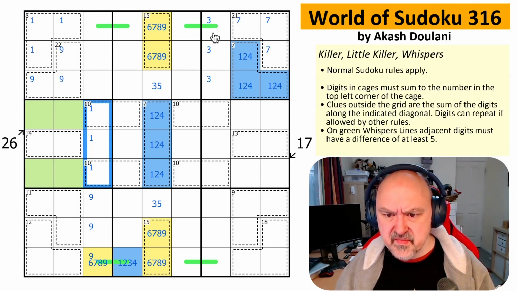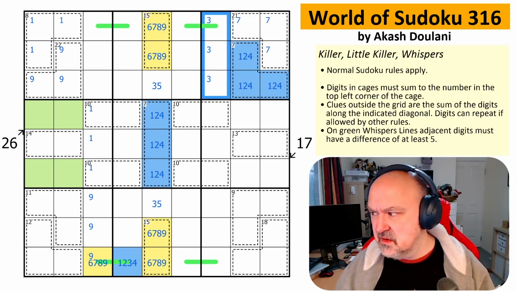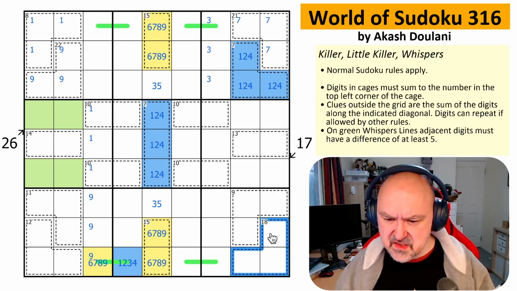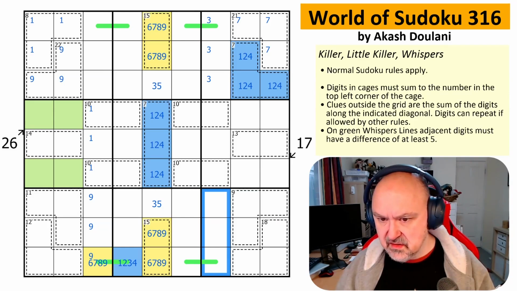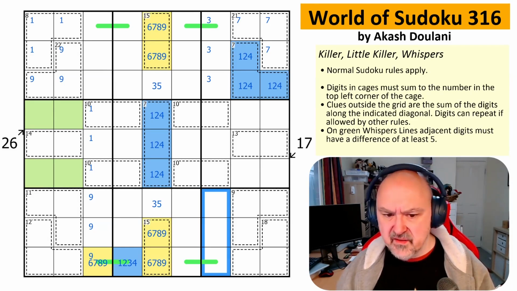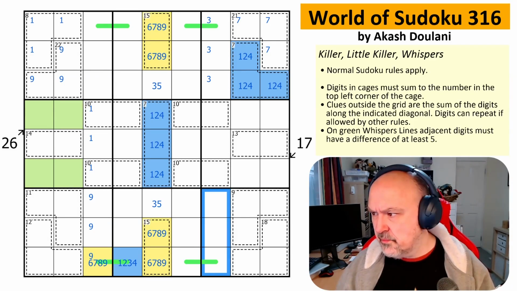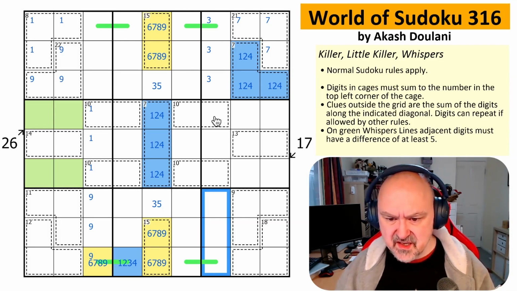And this one, this is 28. So this is 17. This is 27. So this is 18. So 17, 18 is 35. So box 6 equals 10. This is a 10 cage.